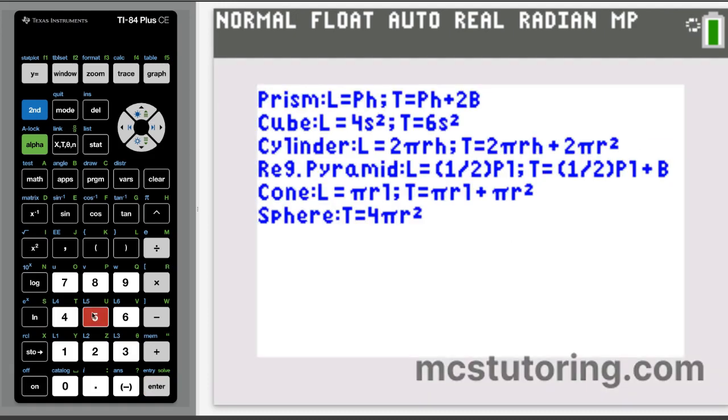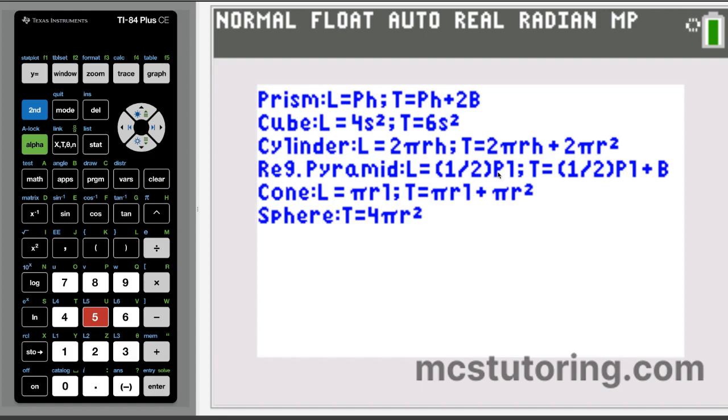And we go on, lateral and total surface area. So I just put L instead of LSA, lateral surface area, and T instead of TSA, total surface area. For a prism, lateral is P, the perimeter of the base, times the height. And then the total is perimeter of the base times H plus 2B, B meaning the area of the base. Cube, lateral area is 4S squared, and the total surface area is 6S squared. Cylinder, we got 2 pi RH for lateral, and then total is 2 pi RH plus 2 pi r squared, the tops and bottoms of the cylinder.